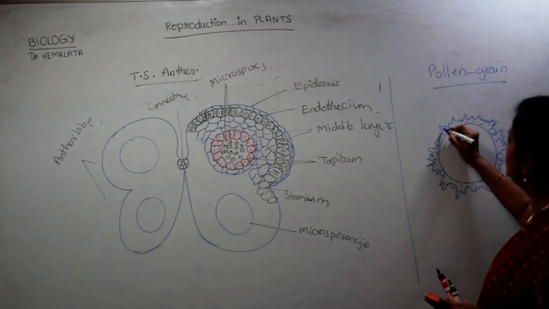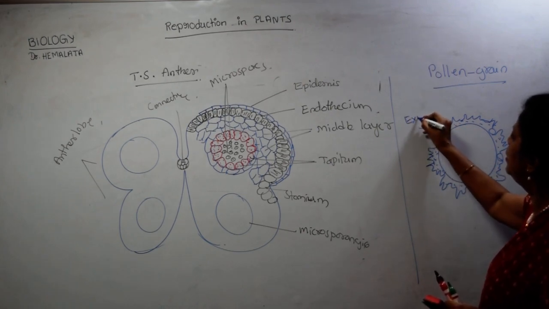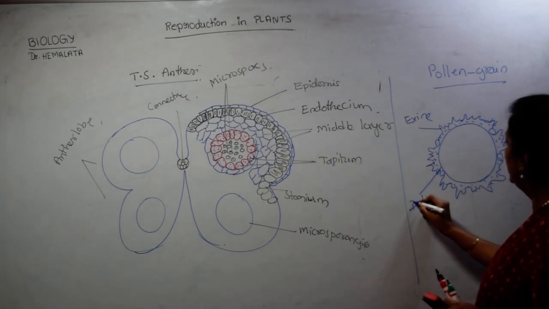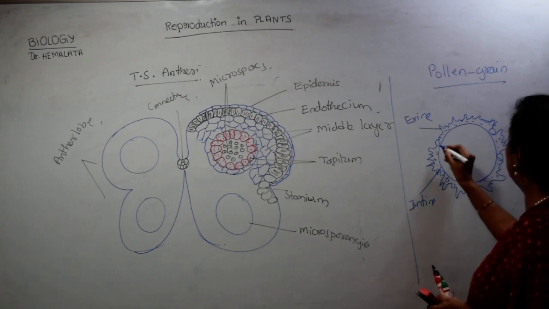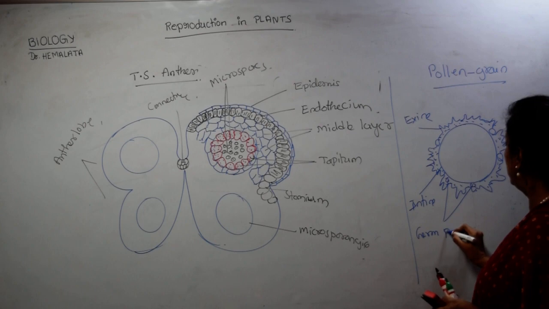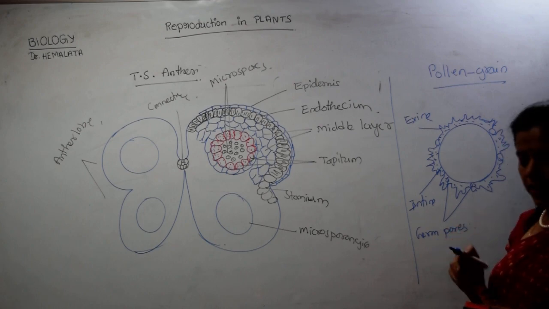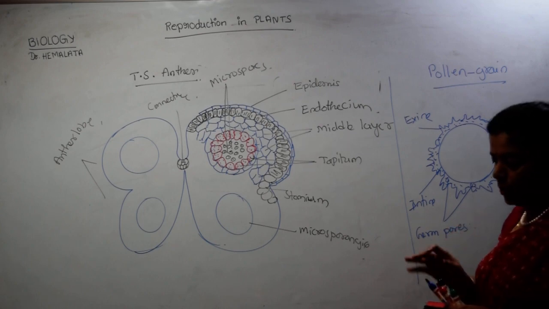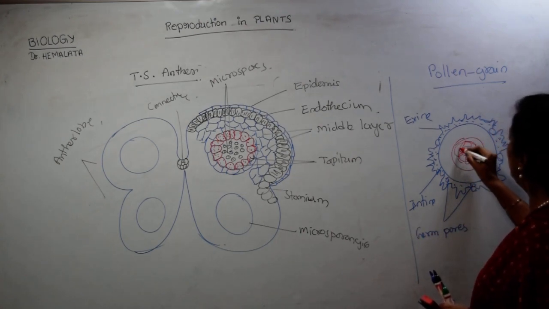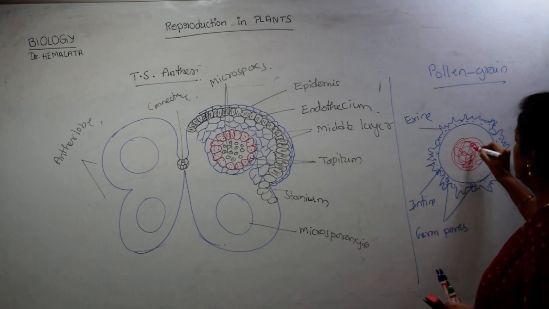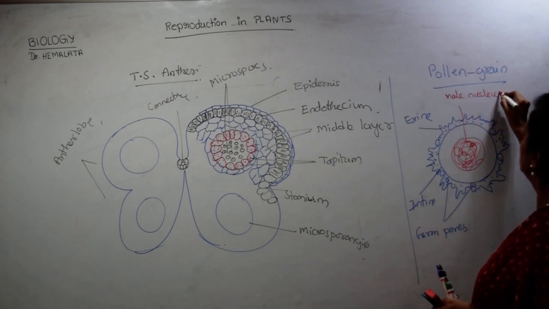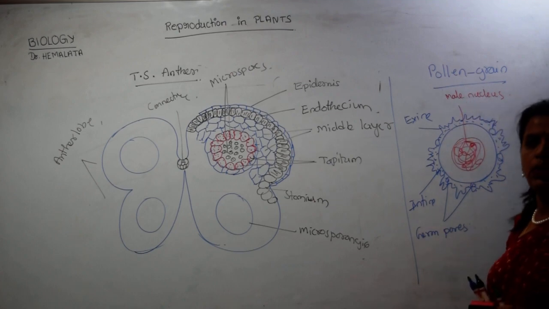So this outermost portion, what I have written, is the exine part. The inner portion is called as the intine part. And here and there, I told you, there are some pores present. These are called as the germ pores. Then within this you get the male gametic nucleus containing the paternal set of chromosomes that are formed during meiosis. This is the male nucleus. Okay, this is the typical pollen grain.